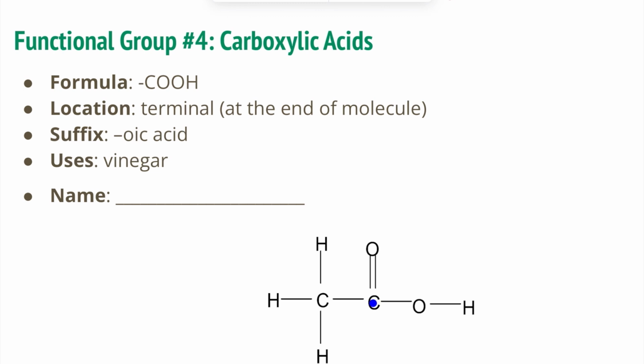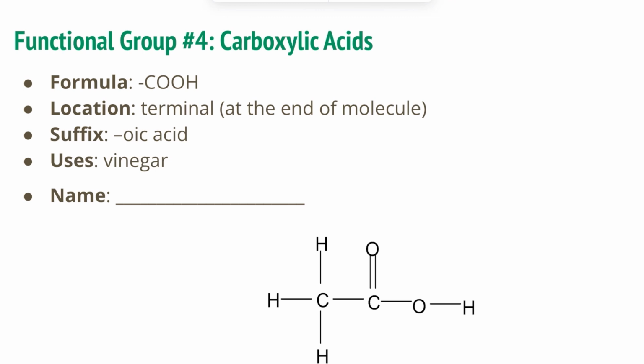And these have to be at the end because carbon has to be able to have 1, 2, 3 things that it's bonding with aside from another carbon. That wouldn't be possible if it was in the middle. And our suffixes on these are oic acids. So things like vinegar is an example of a carboxylic acid.